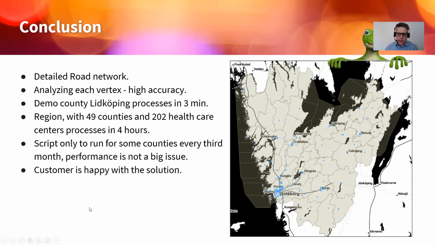Conclusion here, I ran this on a really detailed road network where I analyzed each vertex, which gave us really high accuracy. It all processes in about 4 hours. It's a process that will only run like every 3rd month or so. And that should be when healthcare centers have changed, like they have opened a new one, closed some, or moved to another location. Or if the road network has changed, or potentially also if the county borders change, but that doesn't happen very often.